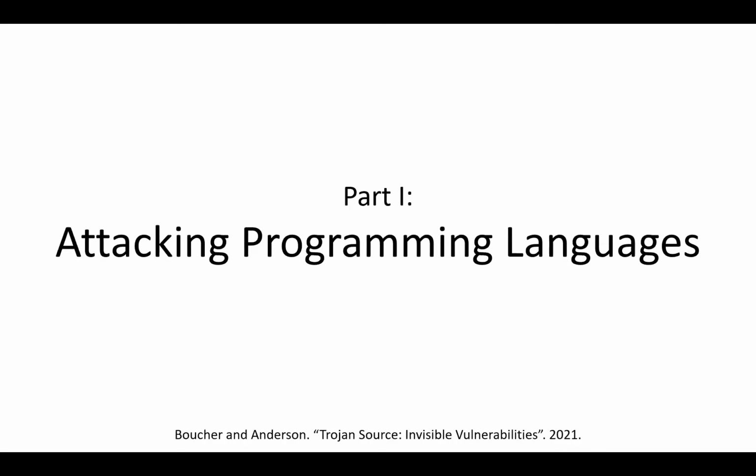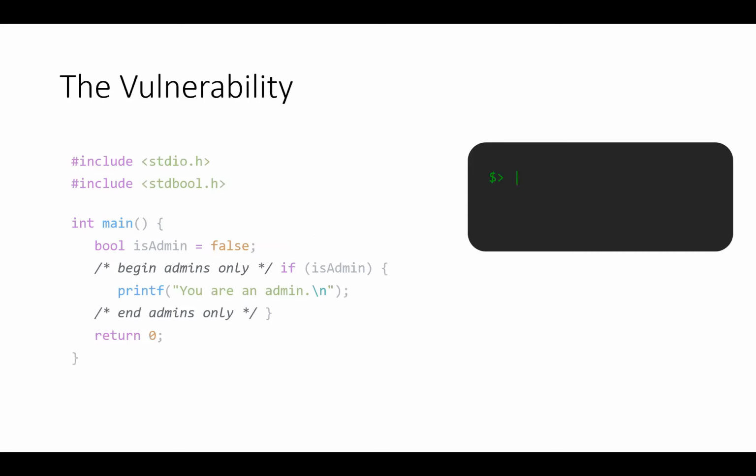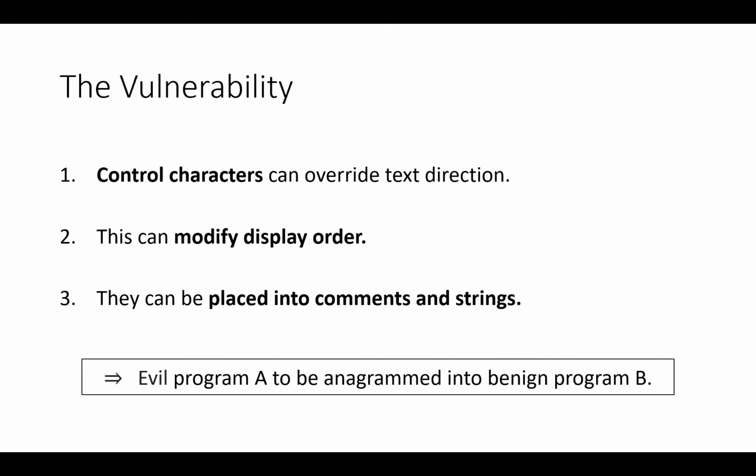Let's first talk about the broad idea of programming languages and what it means to attack a programming language. So let me introduce a specific vulnerability. In this vulnerability, imagine first that we have control characters, and that these control characters have the ability to override the direction that text flows on a particular page or screen. Imagine, for example, that we have English, which might flow left to right, and maybe we have Hebrew or Arabic, which might flow right to left. So these control characters can modify the display order of existing text.